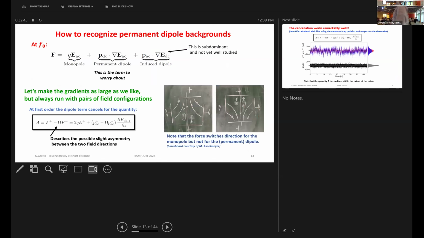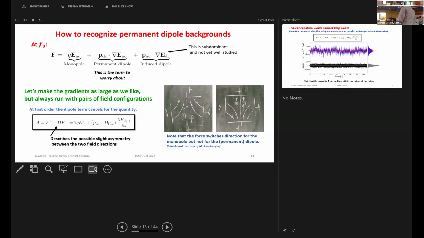So, dipoles. It turns out that a dipole in a gradient will also experience a force. This is my monopole interaction if I have a charge, which I don't have for the real measurement. And this is the dipole. Then there is an induced dipole term that we haven't really studied much. But this term here, we've discovered a trick to separate out from this. That consists in deliberately producing a gradient and then reversing the gradient.